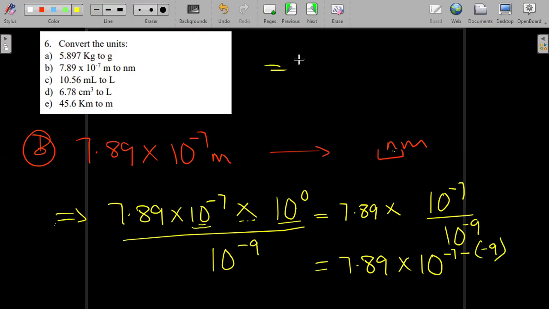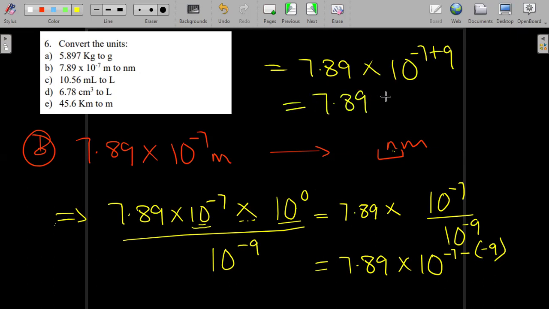So I'll come on top here to be 7.89 times 10 to the power minus 7 plus 9. So that would be the same as 7.89 times 10. What is minus 7 plus 9? It will be 2. So 10 to the power 2 is the same as 100. So when we multiply this number by 100, we're just going to get 789. And these are what? Nanometers. So it's as simple as that. You should never struggle to convert these units. Never in your life.